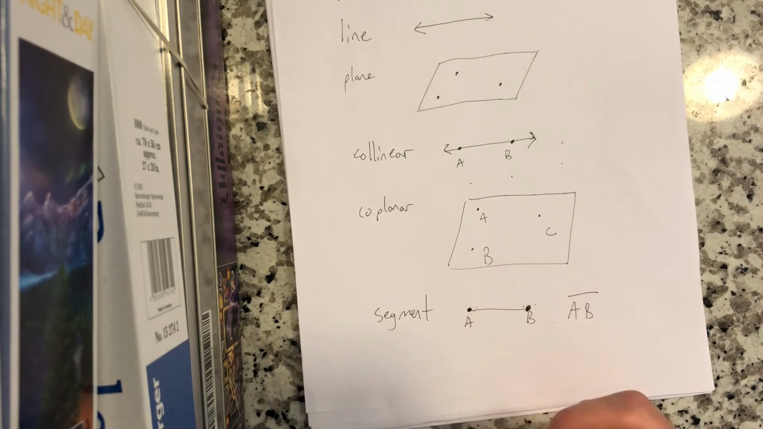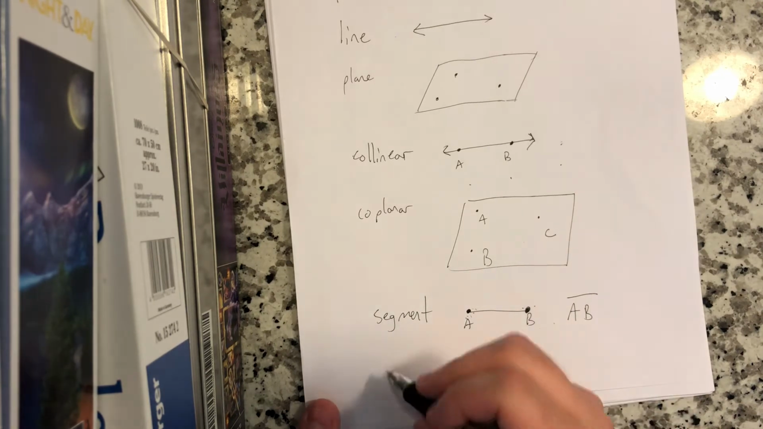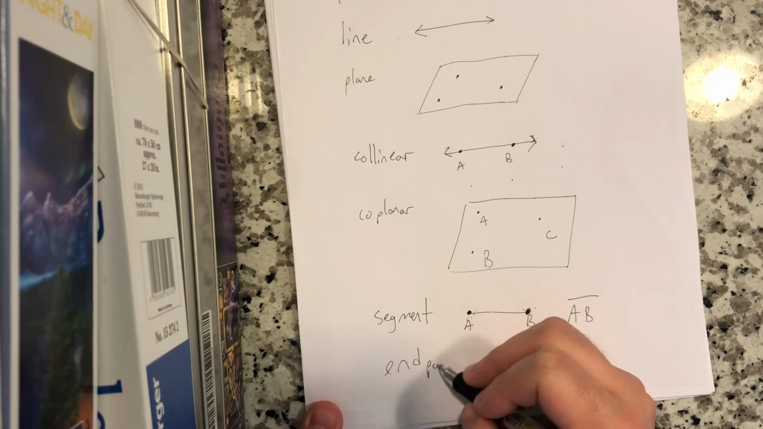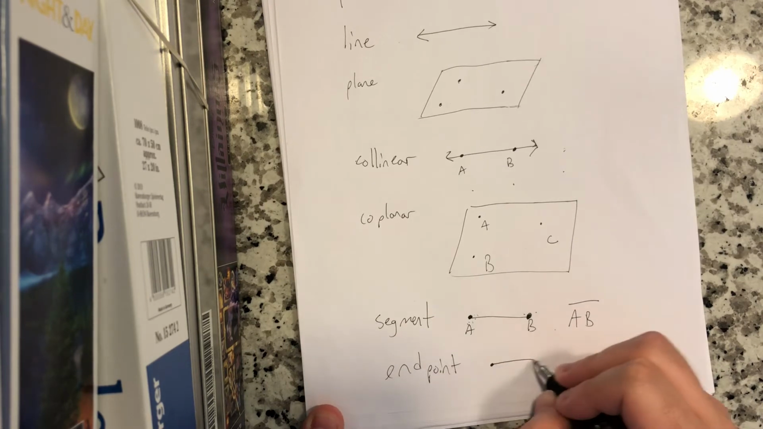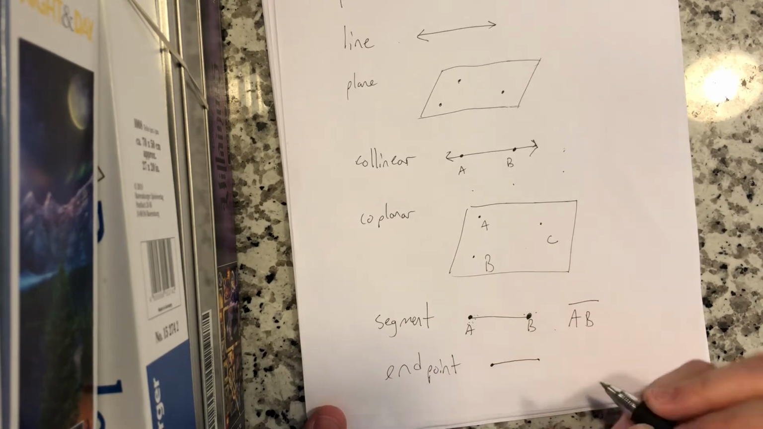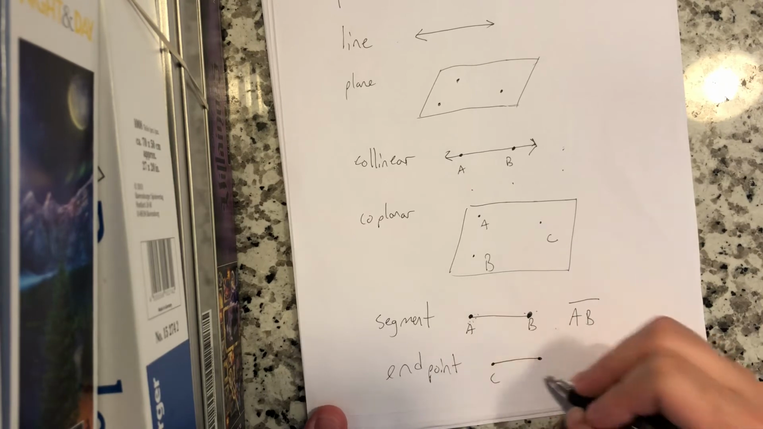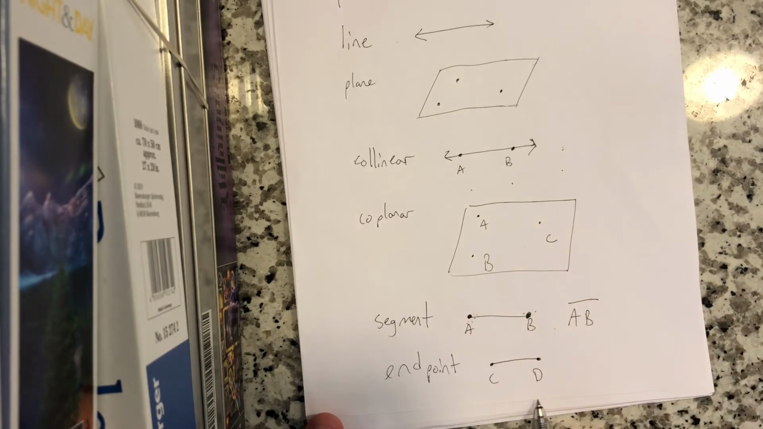The next thing we need to talk about is an endpoint. An endpoint is simply one of these points on the end. So let's say this is C and D. C and D would be endpoints of this segment here. Okay.